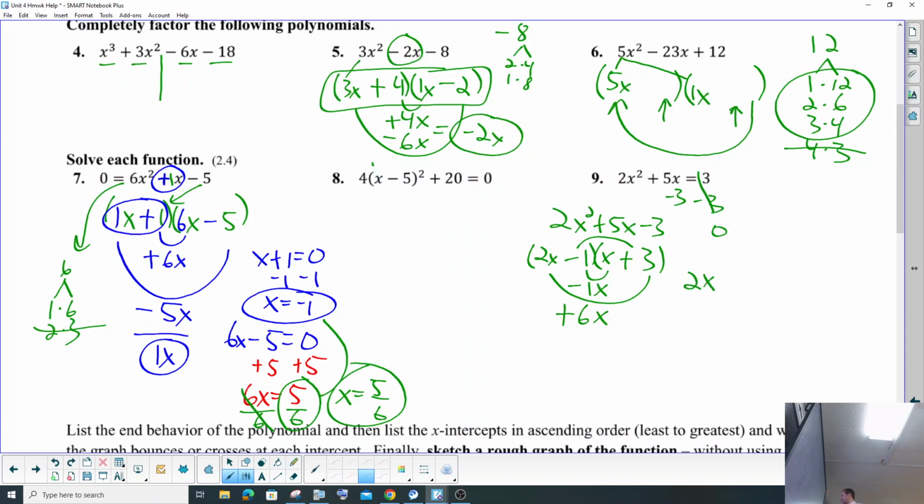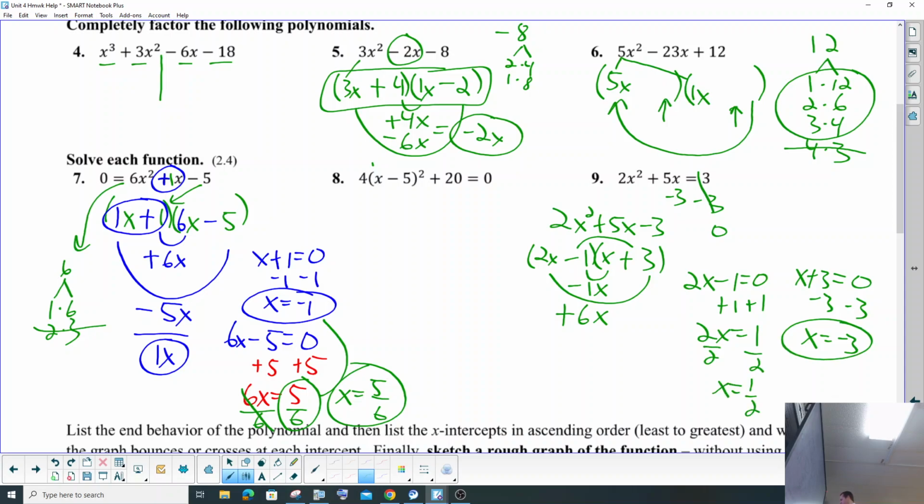Okay, so we do 2x minus 1 equals 0, and x plus 3 equals 0. So we're going to add 1 to the other side. We get 2x equals 1. We're going to minus 3 to the other side. We get x equals negative 3. Nice. Don't forget to divide by 2.